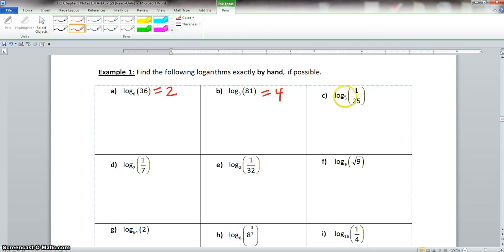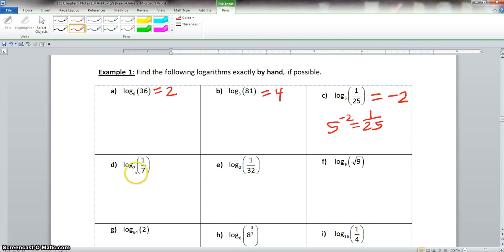Now, we come here, we have log base 5 of 1 over 25. Now, we have to ask ourselves this question. 5 to what power is 1 over 25? Okay, let's try this first. Let's imagine that this 1 was not here. Let's say this was log base 5 of 25. We know 5 to the second power is 25. But to get this 1 over it, we know we would have to take this to a negative 2 power, and that would give us 1 over 25. So this is negative 2.